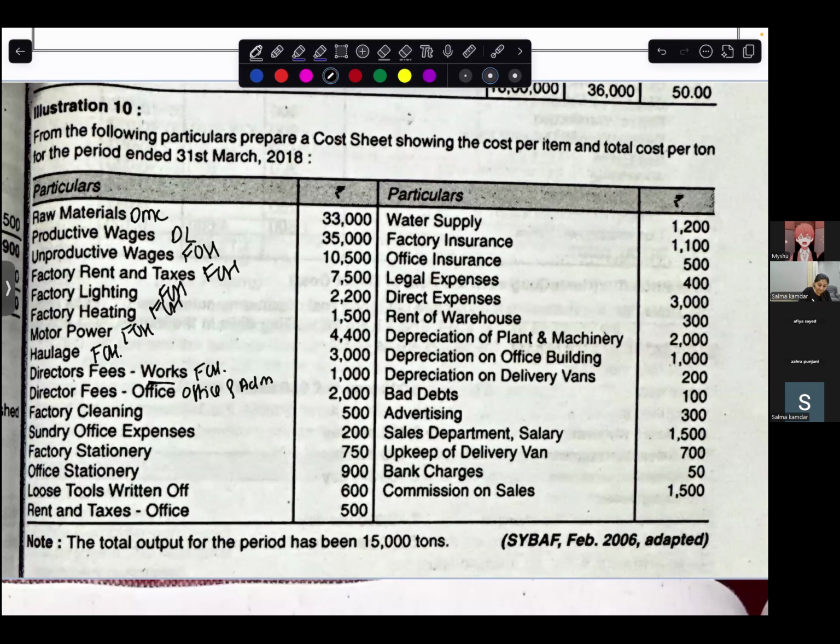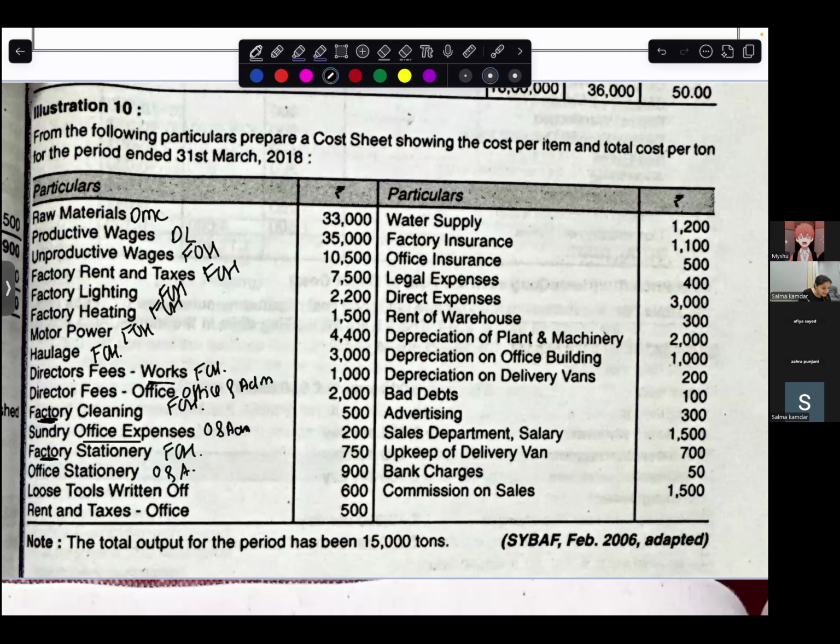Cleaning, FOH. Sundry office expenses, office and administration. FOH is factory, you use the short form. Factory stationery, FOH. Office stationery, office and administration.